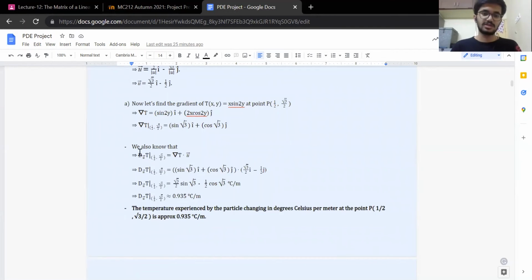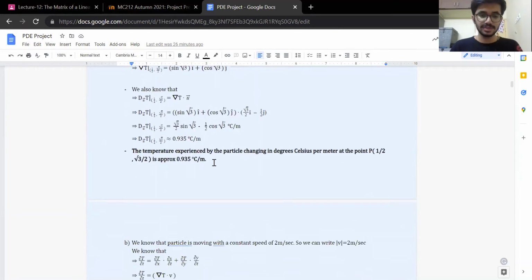And we know from the formula that this is nothing but degrees Celsius upon the distance. So we just need to substitute the gradient and the unit vector we found earlier. Using that, we got the temperature per meter.